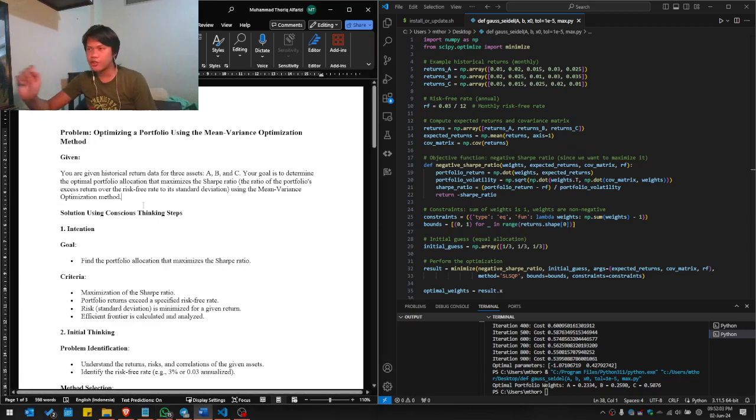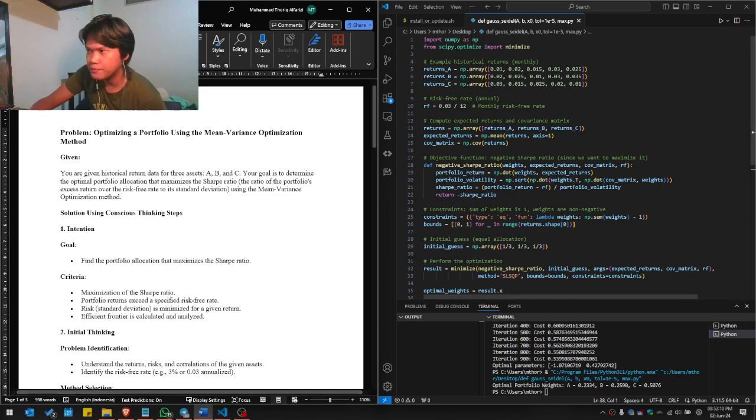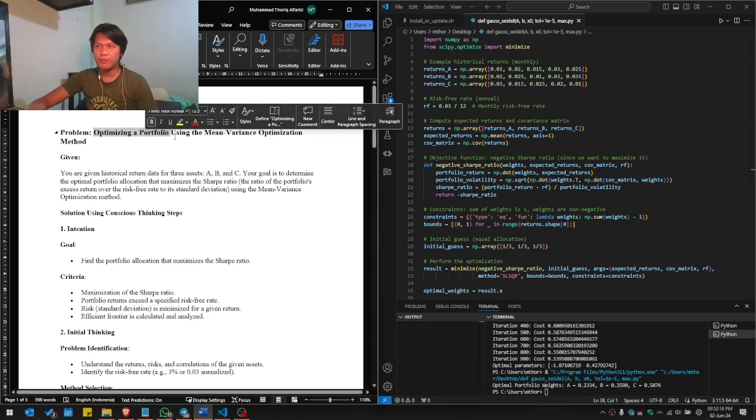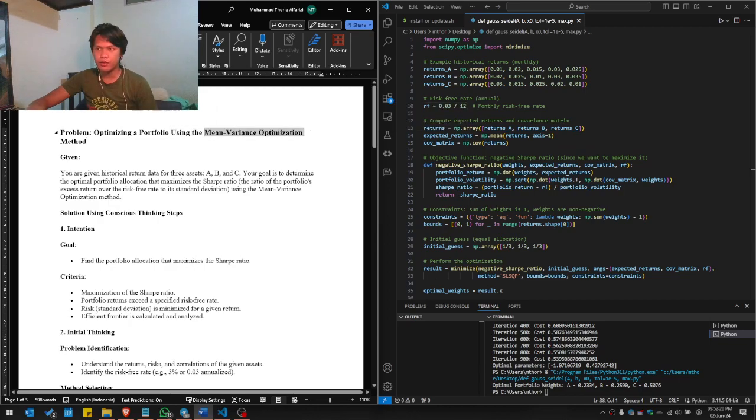So I have the optimization part, and we also have the numerical method parts. Okay, so we have a problem here. And that problem is to optimize a portfolio using the mean variance optimization method. And I am given historical return data for three assets, A, B, and C. And my goal is to determine the optimal portfolio allocation that maximizes the Sharpe ratio.